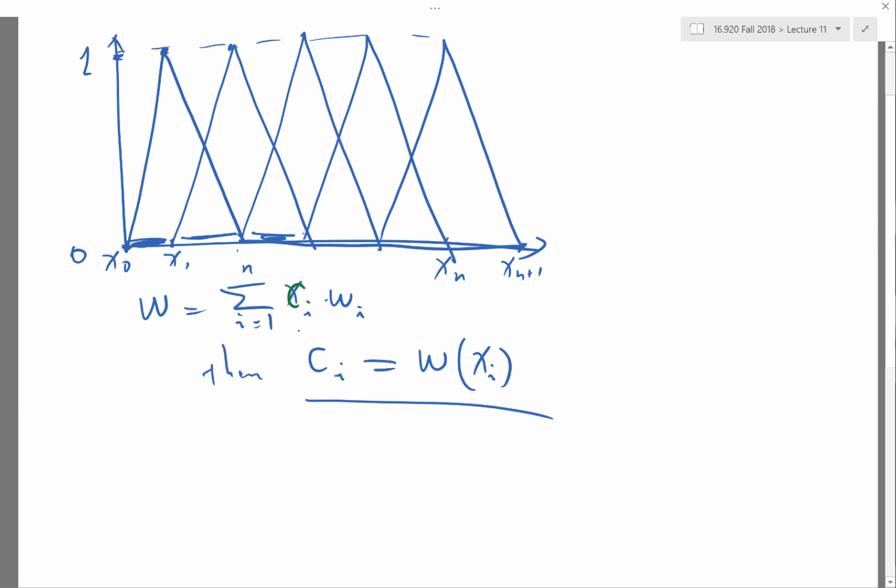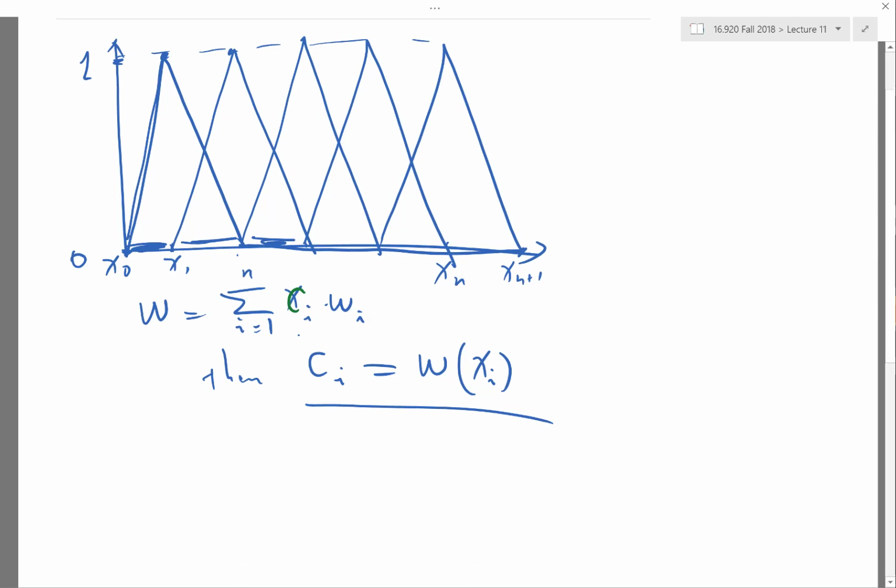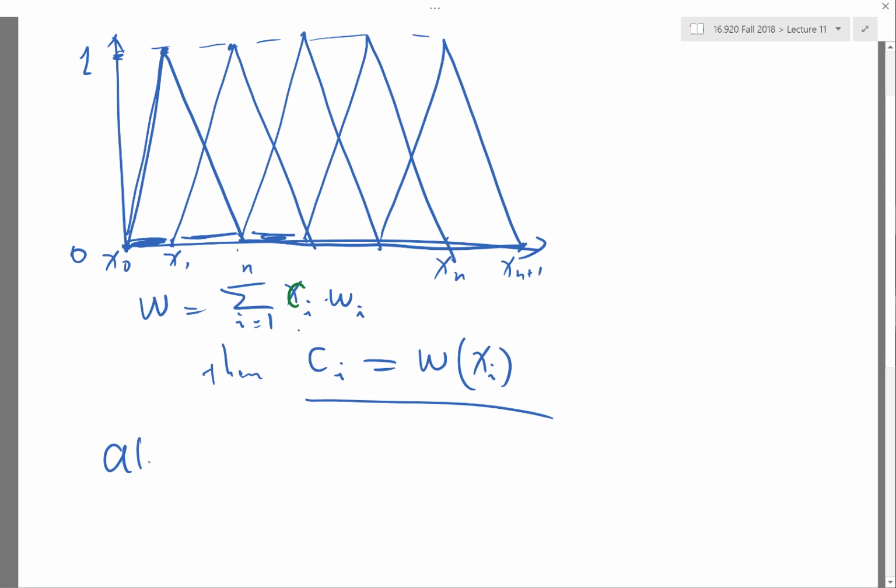A few things to note is that the derivatives of these functions are actually piecewise constants, right? The derivative of this function is a positive number in the left element and a negative number in the adjacent element on the right, and, of course, 0 in the rest of the elements. So this is actually quite convenient because our a of wi, wj is defined as the integral from 0 to 1 of the derivative of the ith basis function times the derivative of the jth basis function.